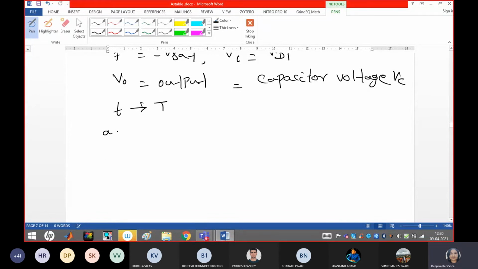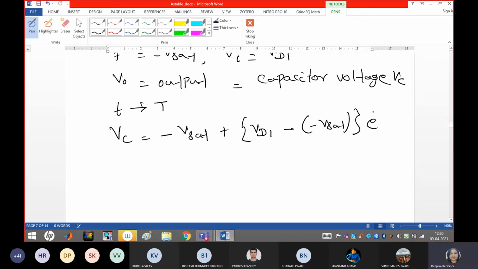So, okay, let me write the entire equation first, then I will represent. If I rewrite the equation, Vc equals minus of Vset plus (Vd1 minus Vset) whole into e to the power minus t by Rc, where small t is the time. So at small t equal to capital T, Vc will represent minus beta Vset.